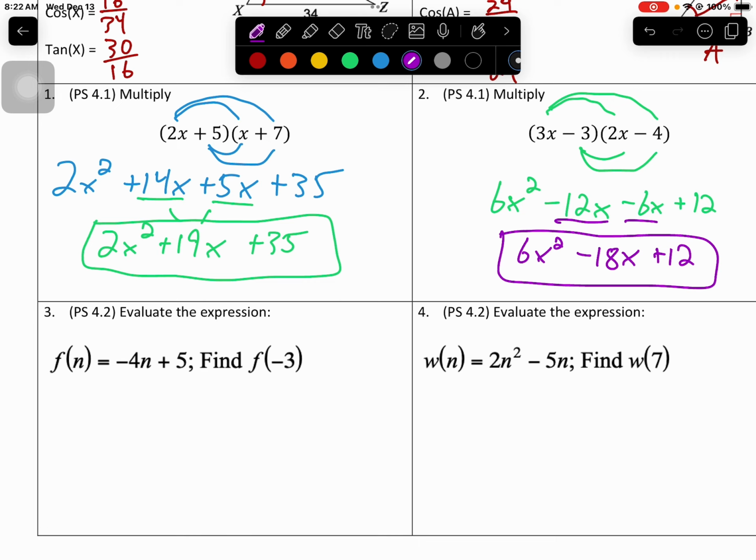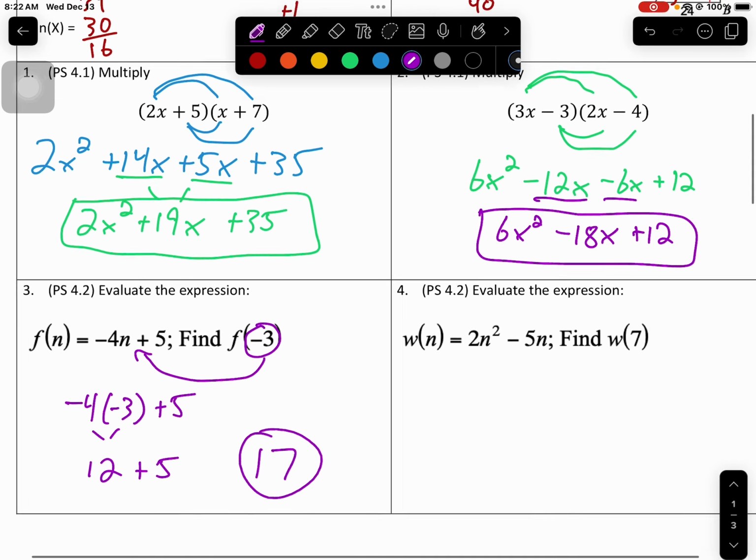These problems were where you just plug in the number. So 3 goes in for n. So negative 4 times negative 3 plus 5. So here you multiply. So you get positive 12 plus 5. And you get 17.